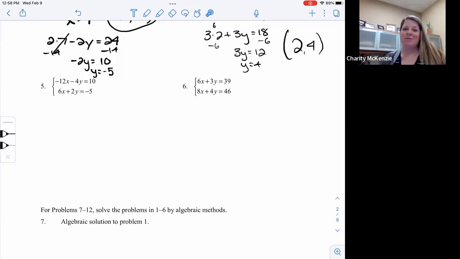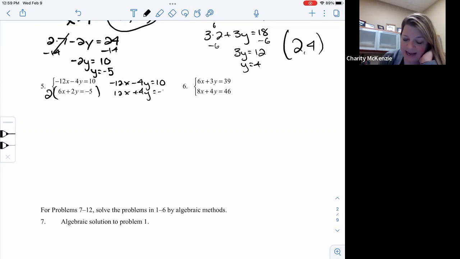Ooh, let's do one more because this one's a tricky one. So we're going to just times by the 2 that we just were saying. So times 2 by that whole bottom one. Top one stays the same. And this will become 12x plus 4y equals negative 10.